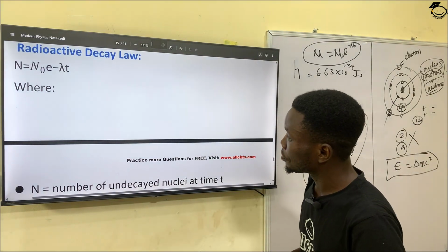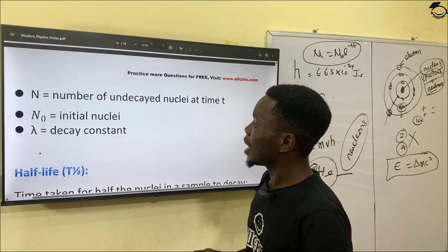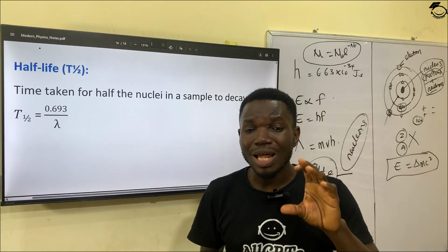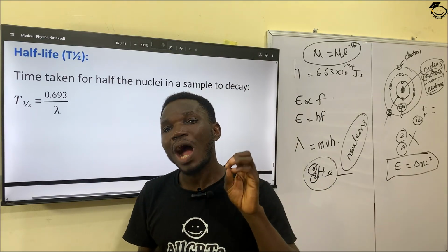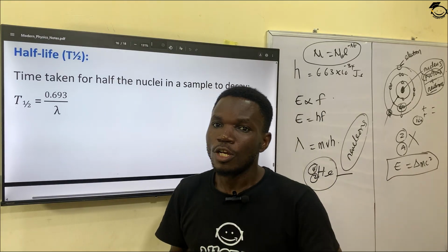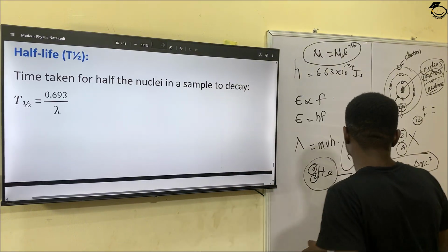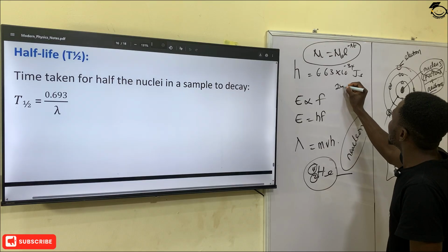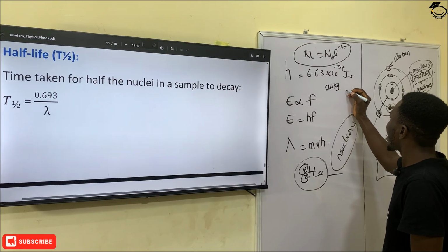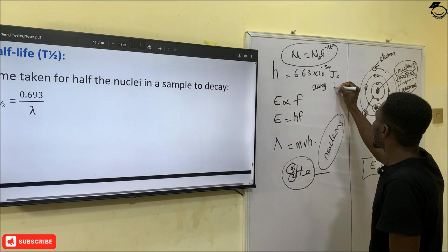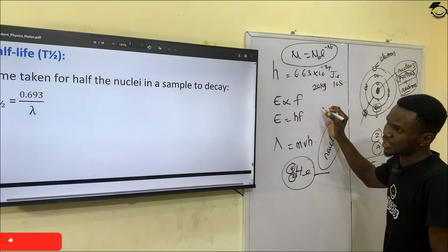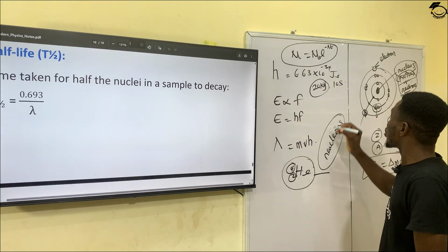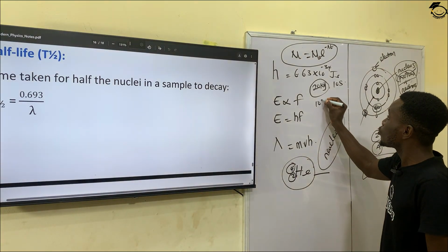Moving on from there, let's talk about half-life. So half-life is the time it takes a particular radioactive element to decay up to half of its entire quantity. So if, for example, I have 20 kilograms of uranium, and the half-life is 10 seconds, it means every 10 seconds, this 20 kg of uranium is going to divide itself into two. So the first 10 seconds, what I'll be having left will be 10 kg.